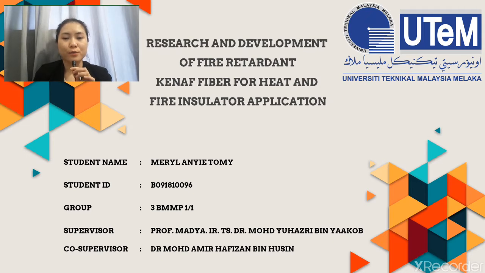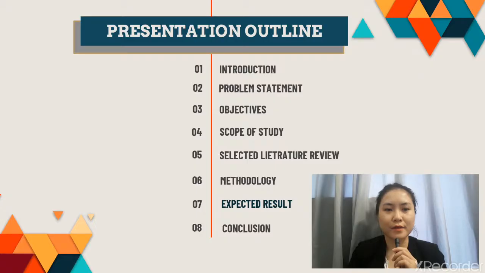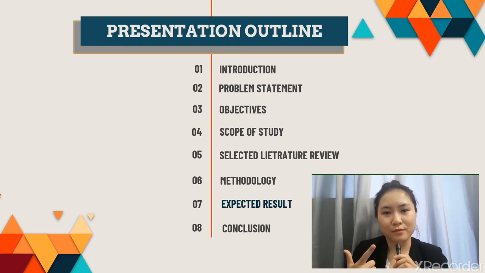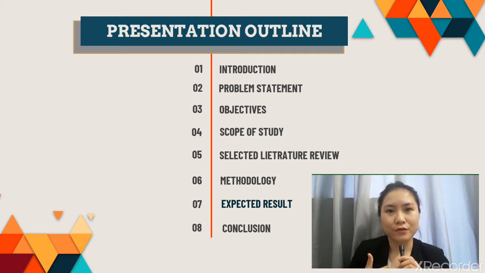Today, I would like to present my project with the title Research and Development of Fire Retardant Kenaf Fiber for Heat and Fire Insulator Application. For the presentation outline, I will cover 8 main points, which are introduction, problem statement, objective, scope of research, selected literature review, methodology, expected result, and lastly, expected conclusion.